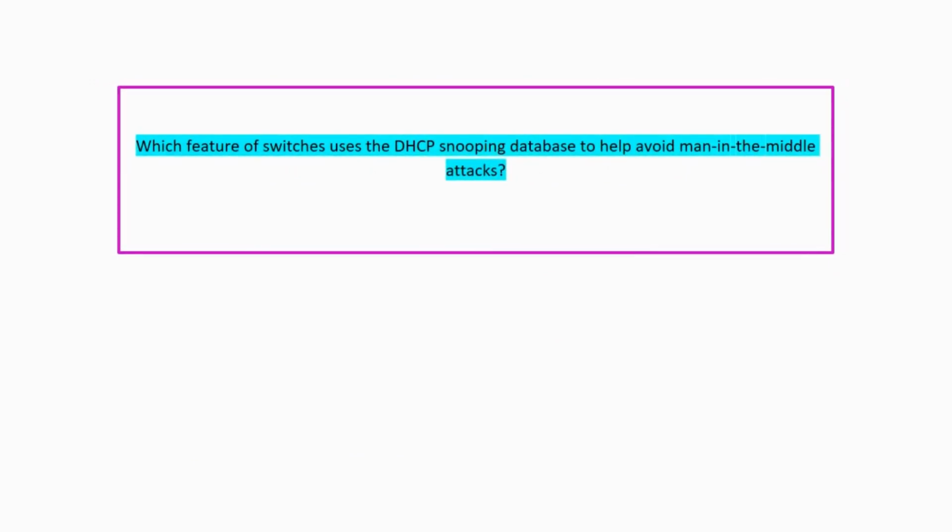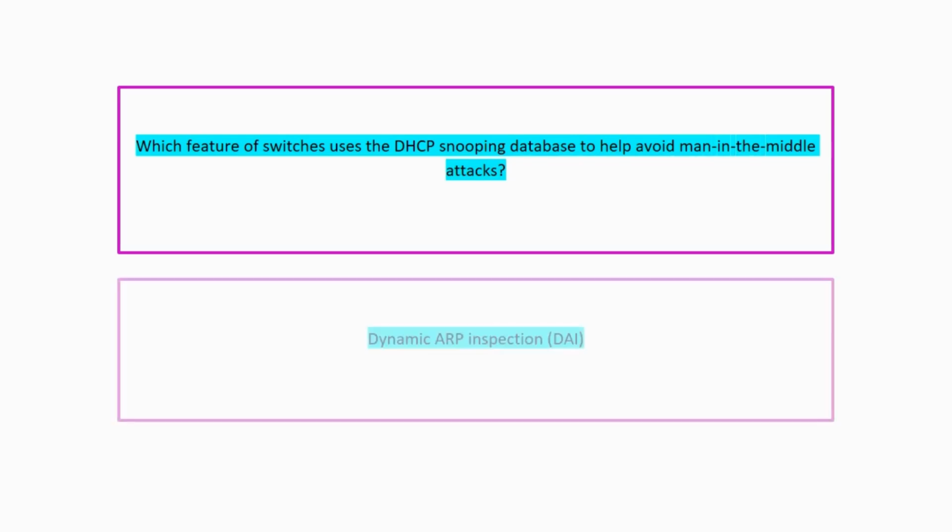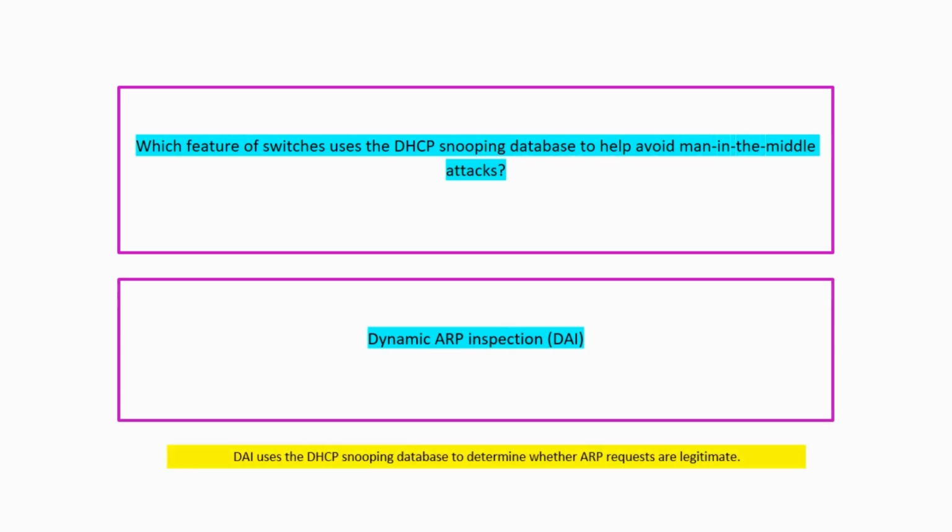Let us understand the next question. Which feature of switches uses the DHCP snooping database to help avoid man-in-the-middle attacks? Same answer, that is DAI, Dynamic ARP Inspection. It uses the DHCP snooping database to determine whether ARP requests are legitimate and not falsified.